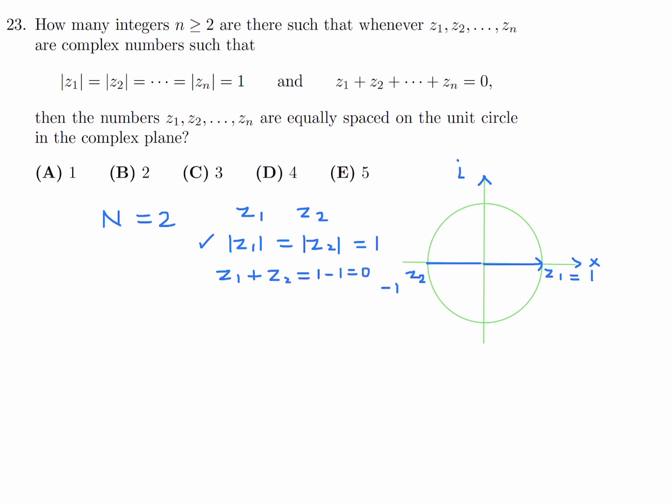Okay, second criteria, check. Now the third criteria is that they're equally spaced. Are they equally spaced? And the answer is yes. The number of degrees from there to there is 180. The number of degrees from there to there is 180.